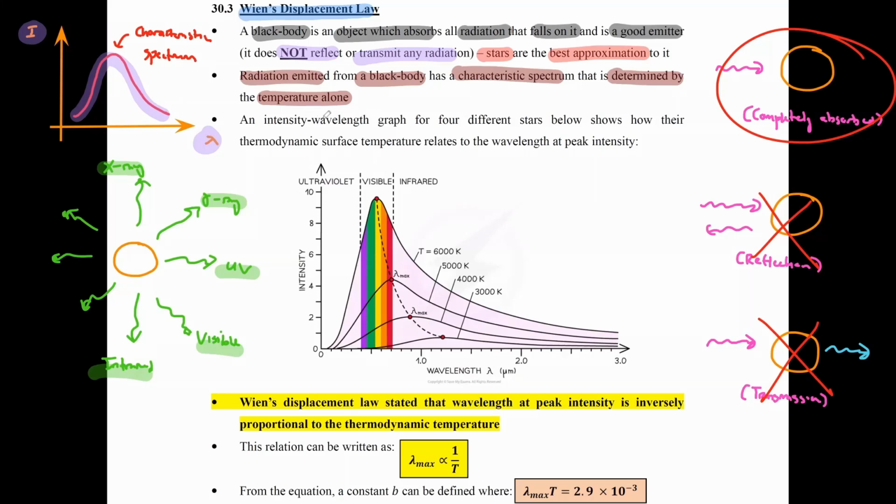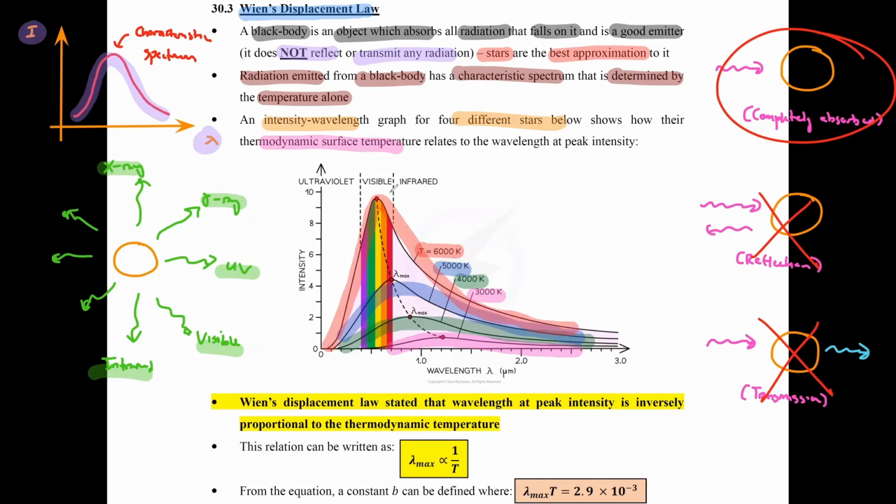So if you were then to plot a graph of intensity versus wavelength for 4 different stars as shown below, they would still show you the same characteristic spectrum, just that they differ only by their temperature, specifically the thermodynamic surface temperature. So right now at 3000 Kelvin, you have this shape over here. And then at 4000 Kelvin, you have this shape over here. And at 5000 Kelvin, you have this shape over here. And lastly, at 6000 Kelvin, you have this shape over here.